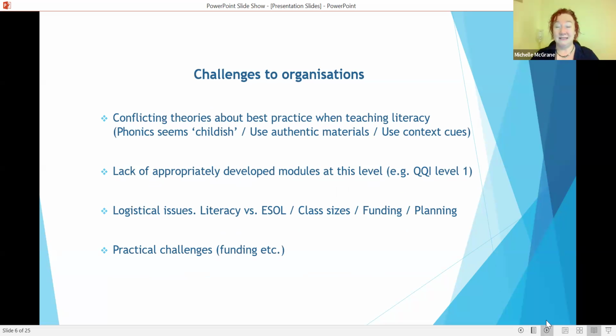And of course, at an organizational level, there are also challenges, not least of which is the obvious one, money, but also availability of trained staff, and so on and so forth.